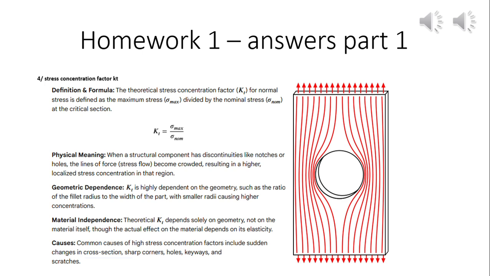Material independence: theoretical KT depends solely on geometry, not on the material itself, so the actual effect on the material depends on its elasticity. Causes: common causes of high stress concentration factors include sudden changes in cross-section, like sharp corners, holes, keyways, and scratches.